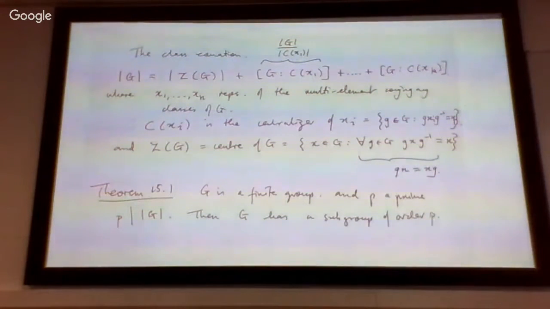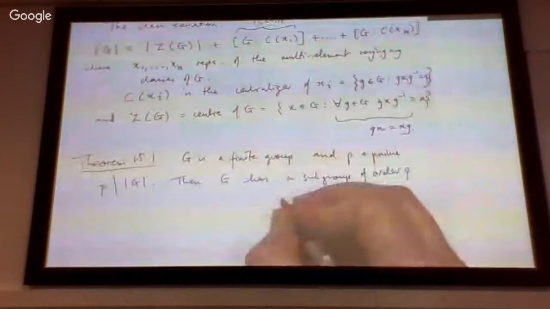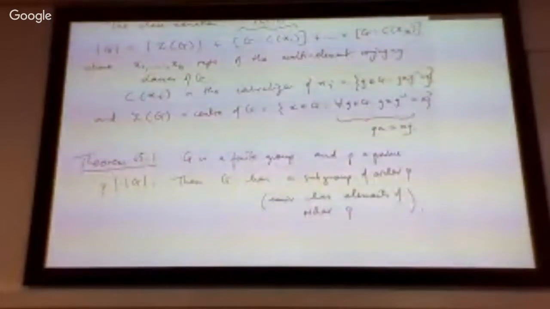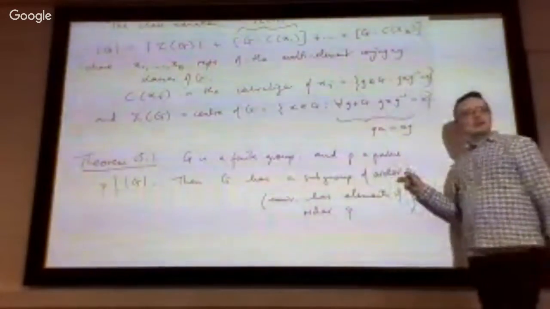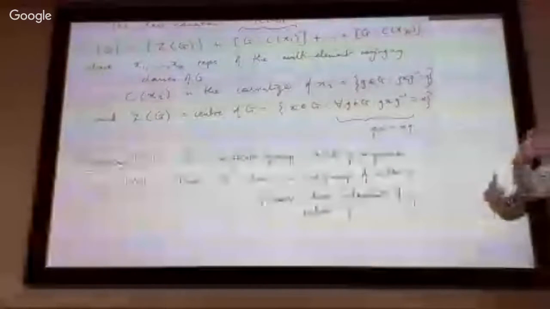G, or alternatively, like that, any element of order P will generate a cyclic subgroup of order P. And indeed, in a subgroup of order P, every non-identity element within that subgroup has order P.